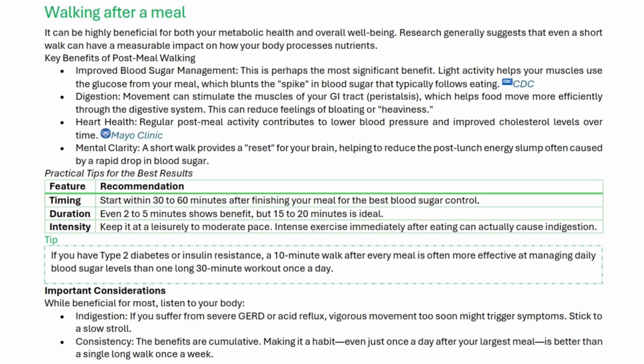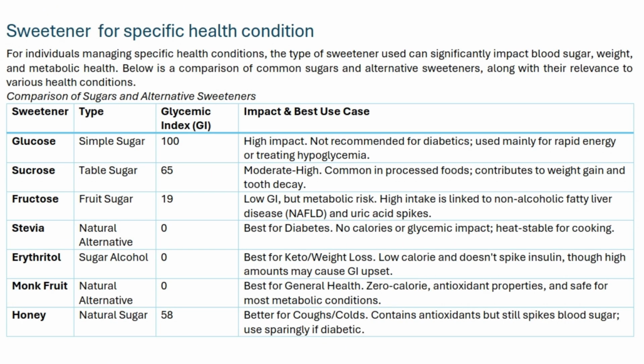It is important to consider personal health conditions when incorporating post-meal walking into a routine. Those with severe GERD or acid reflux should opt for slow strolls to avoid triggering symptoms. Consistency is key. Establishing a habit of walking after meals, even if just once a day after the largest meal, is more beneficial than infrequent longer walks.